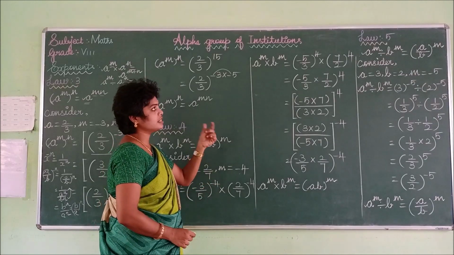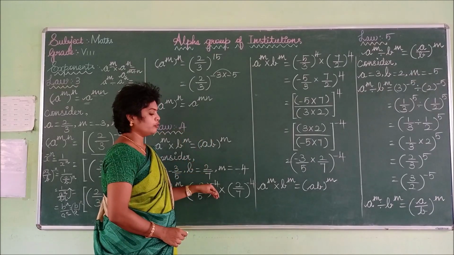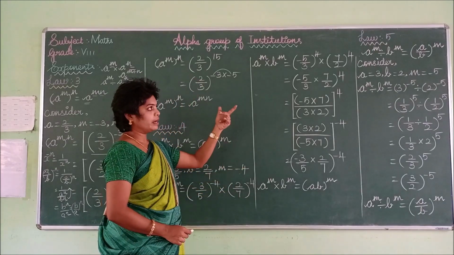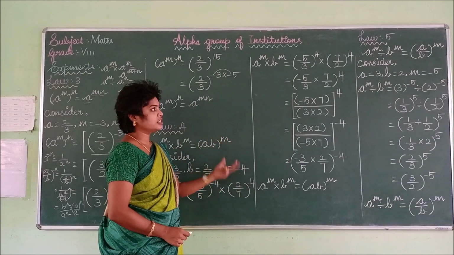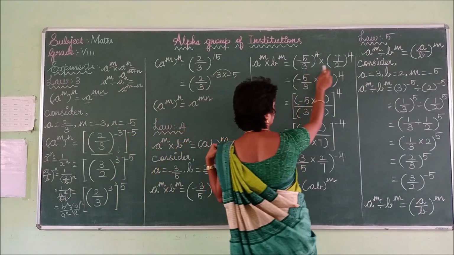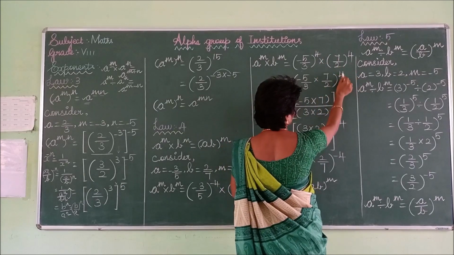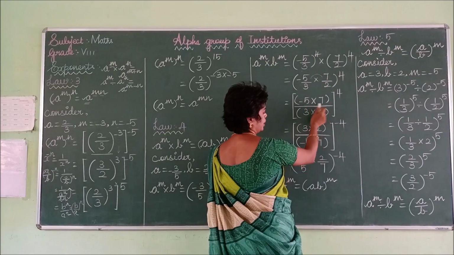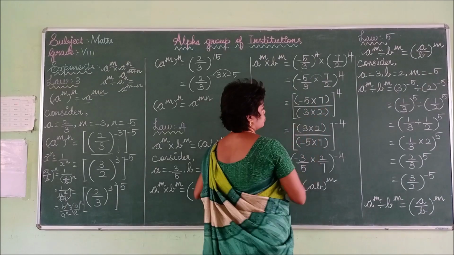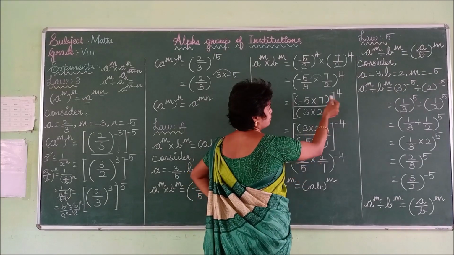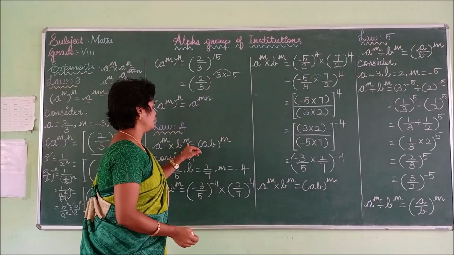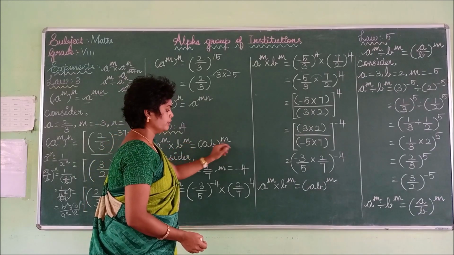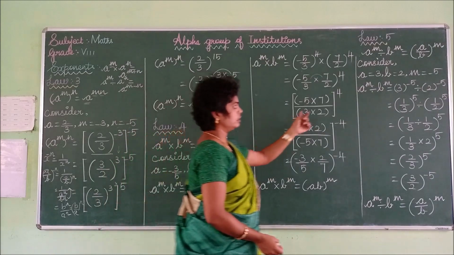-3 by 5 will be changed as -5 by 3, and negative 4 will be changed as positive. In a similar way, 2 by 7 is changed into 7 by 2 whole power, negative changed as positive. Both terms have the same power, so I am taking it outside. Now you can cross-multiply and write the numerator and also the denominator. Then I am interchanging, because here a^m into b^m is equal to (ab)^m. So the powers must be negative, but here it is positive.